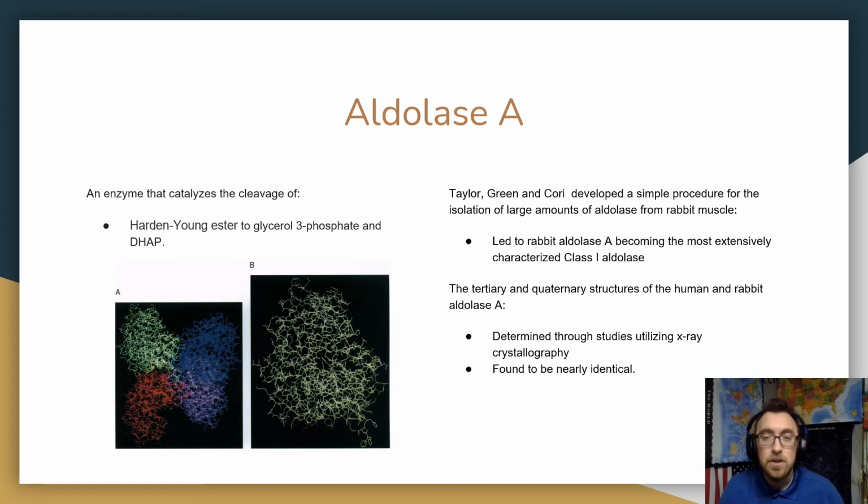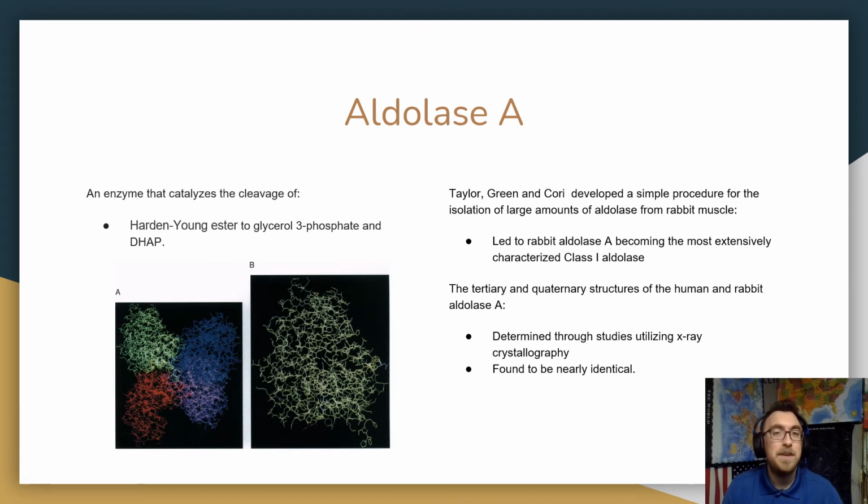Now, as to the structure, the tertiary and quaternary structures of rabbit and human aldolase A have been determined through studies utilizing X-ray crystallography. In that comparison, they found that the structures are relatively identical, but the carboxyl terminal region of the polypeptide is believed to be mobile, perhaps moving in and out of the active site, such that the electron density of these amino acids is often disordered.